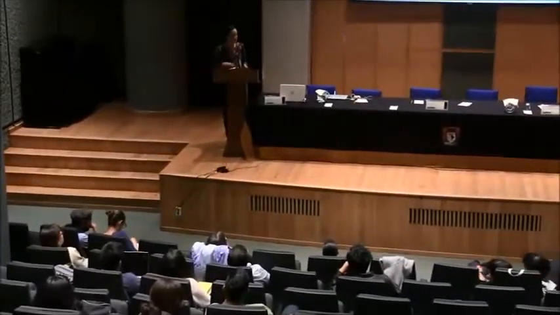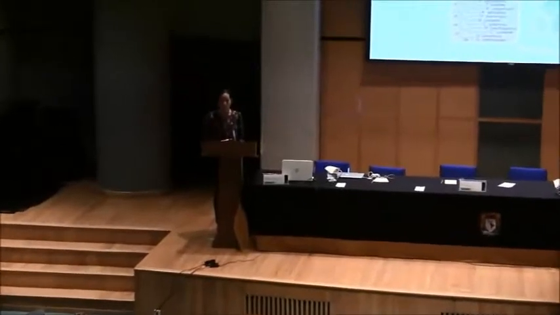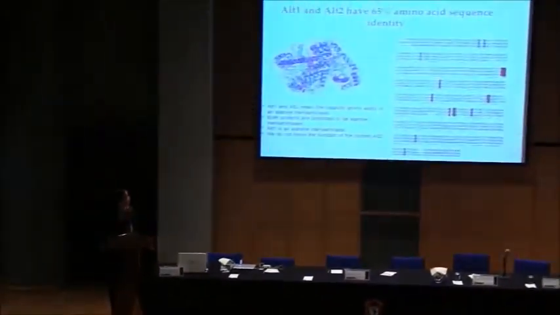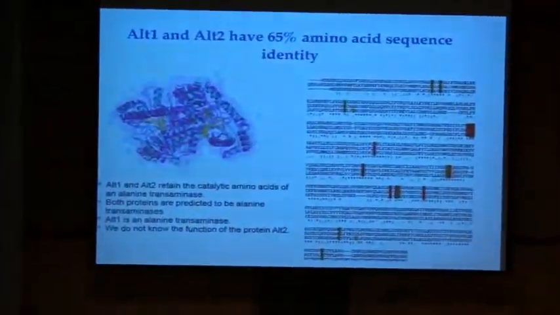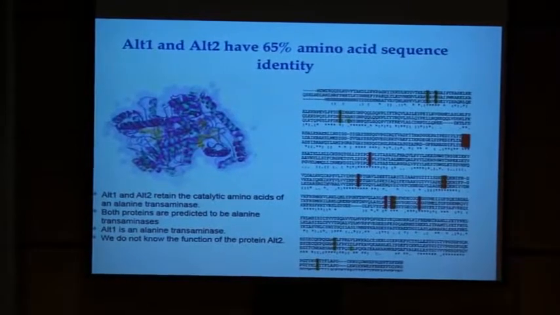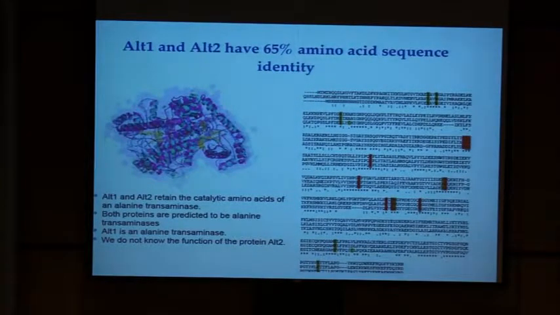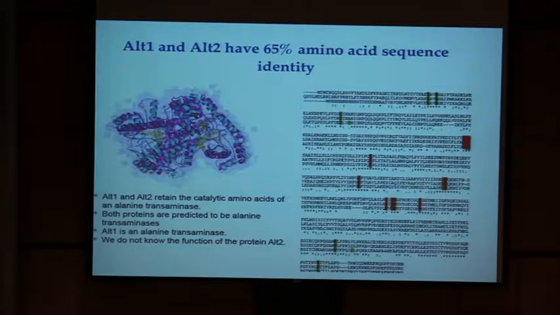Homologous genes. These genes came from whole genome duplication, which we know come from a hybridization method. In my case, I work with L1 and L2. These proteins have 65% identity. When we predict the function, both are predicted to be aminotransferases. Both of them conserve all the amino acids involved in the binding of the alanine and the cofactor, which is PLP, because these proteins are PLP dependent.